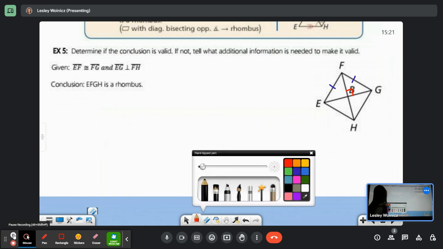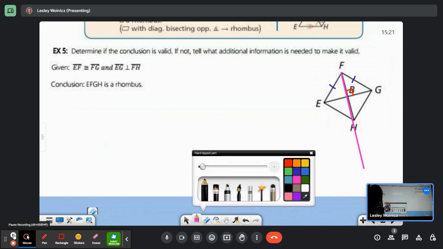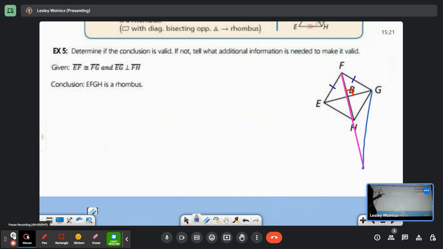So look, can we extend FH? Are the markings still true? Okay, so is this a rhombus? It may or may not be, but we don't know because we don't have enough information. It could be a kite. Do you guys see what I'm talking about? Okay, so I can keep the same markings true and draw this as a kite. So this is not valid.